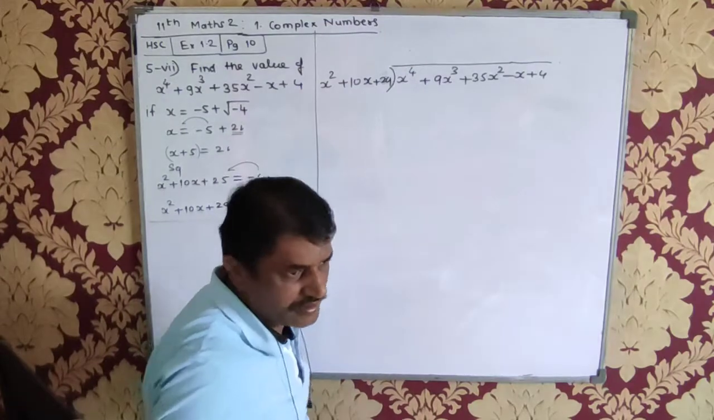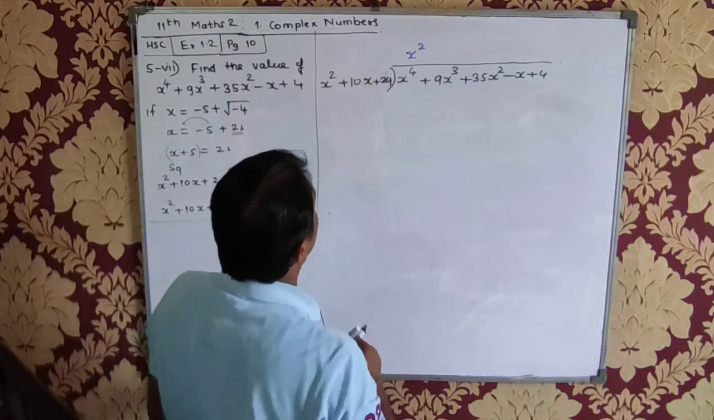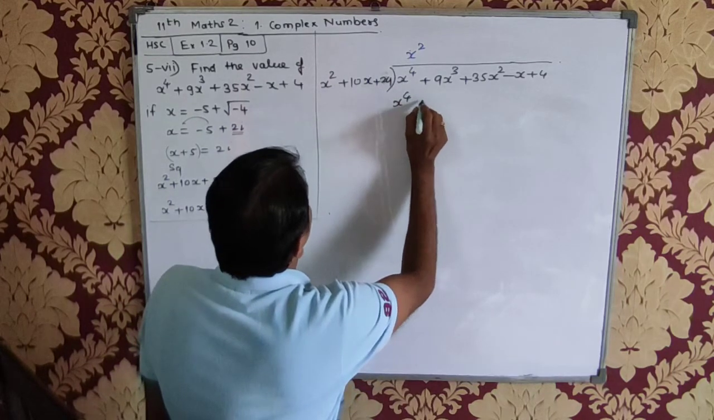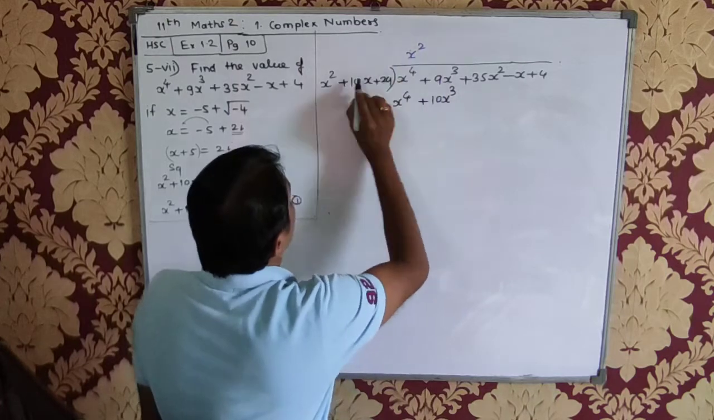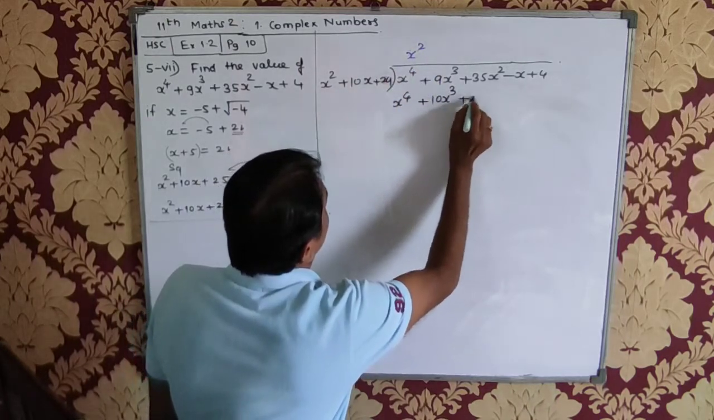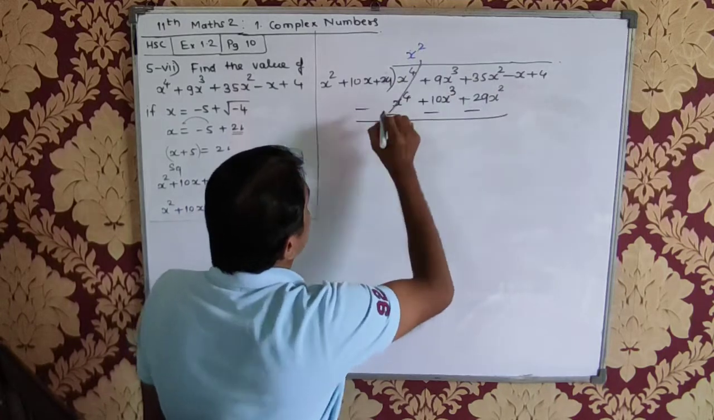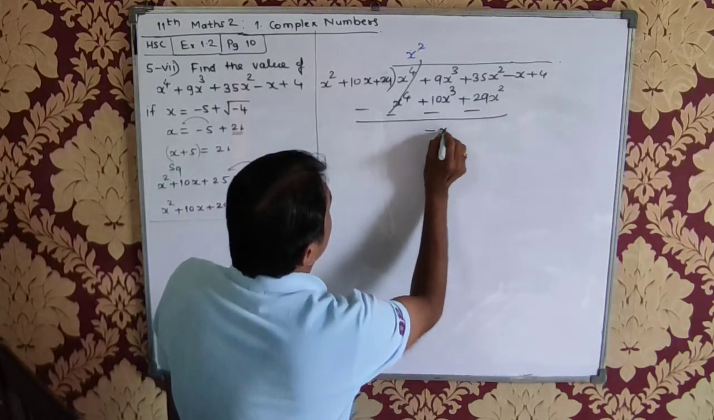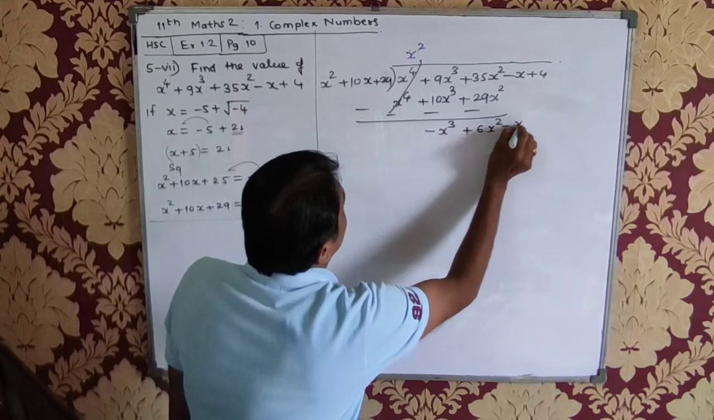Multiply this by something: x square first. x raised to 4, x raised to 4 plus 9 will be 10x cube plus 29x square. First, subtract. 29x square gets cancelled. What do you get there? Minus x cube plus 6x square minus x plus x to the 4.